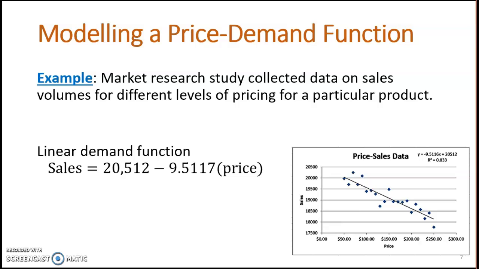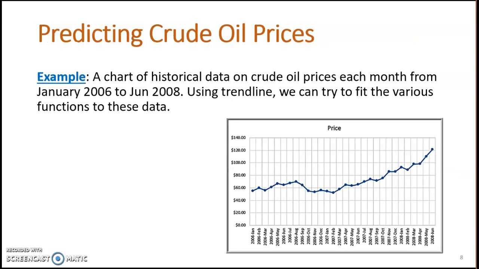The resulting model is sales equals 20,512 minus 9.5117 multiplied by price. The model can be used as the demand function in marketing or financial analysis. Trend lines are also used extensively in modeling trends over time. That is, when the variable x in the functional relationship represents time.